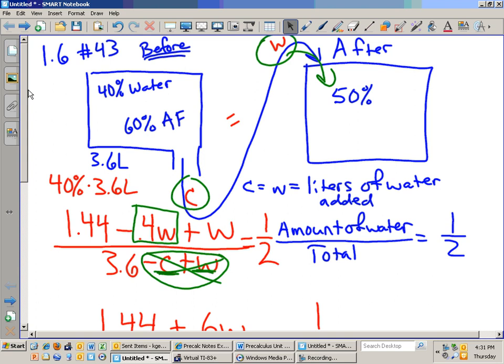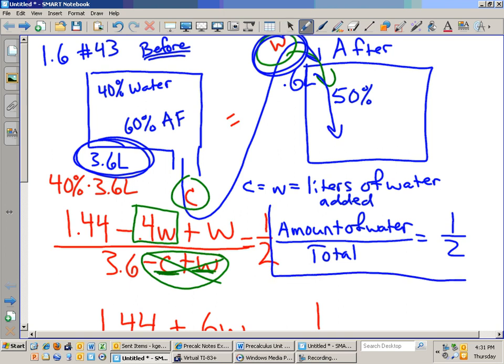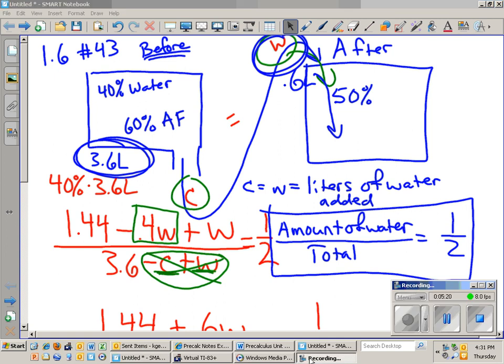So what I want to do is bring this amount from 3.6 down to 3.0. Then I want to put 0.6 liters back in here. And that's how I figured it out. Really, the key to this problem is representing that 1/2 is going to be the amount of water divided by the total of the mixture. Hopefully that helps you. Good luck as you do the problems.